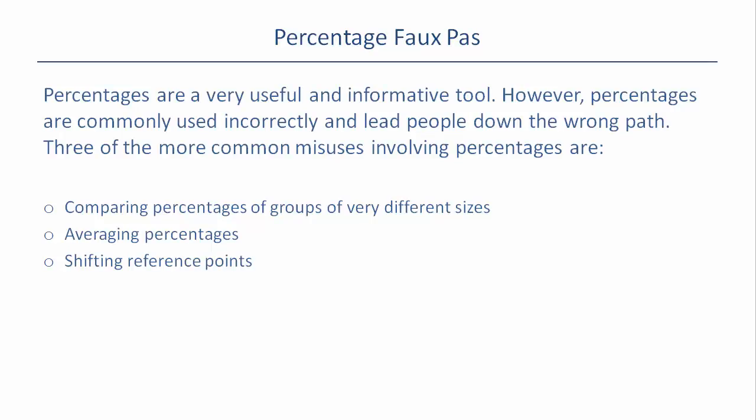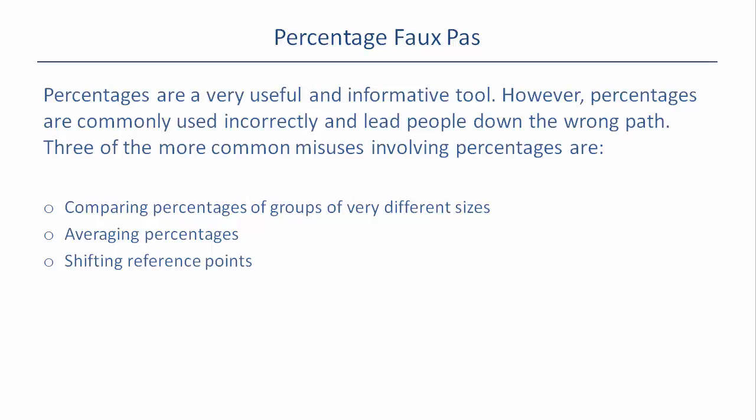Percentages are very useful. They tell us a lot. There are 3 common misuses with percentages. Comparing percentages of groups of very different sizes is really bad because if you're talking about 25% of a small group versus 5% of a really large group, that might actually be the same absolute amount, right? The actual amount of people in those groups. So you have to be careful when you're comparing percentages of 2 different groups. If those 2 different groups don't have roughly the same size, they don't have to be identical, but on the same magnitude, then it's not a good comparison.